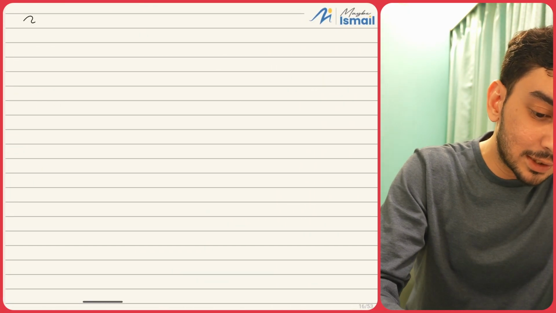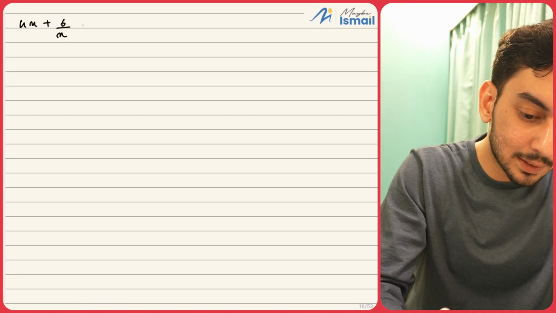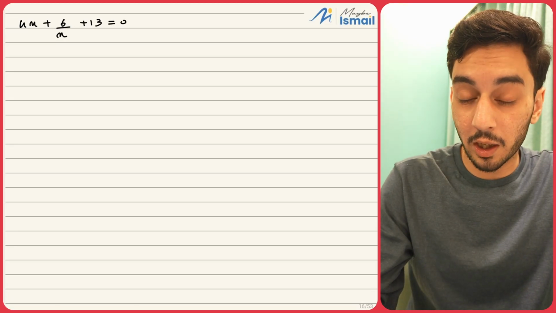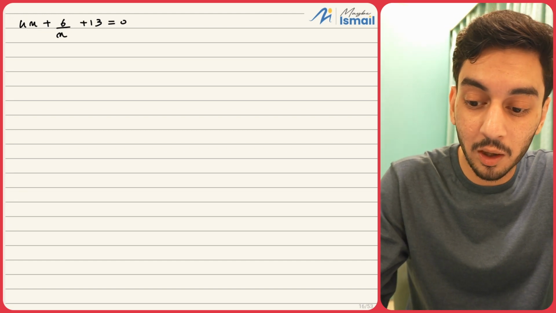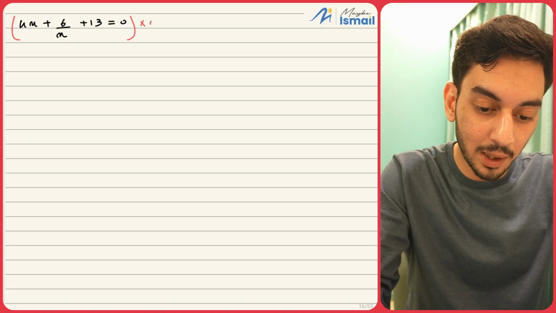Let's say I have a question which says 4x plus 6 over x plus 13 is equal to 0. Now this surely does not look like a quadratic equation, but I have an x in the denominator. To get rid of that x, I would just multiply the entire equation by x.